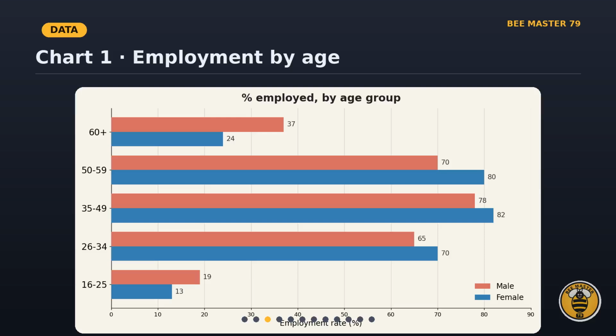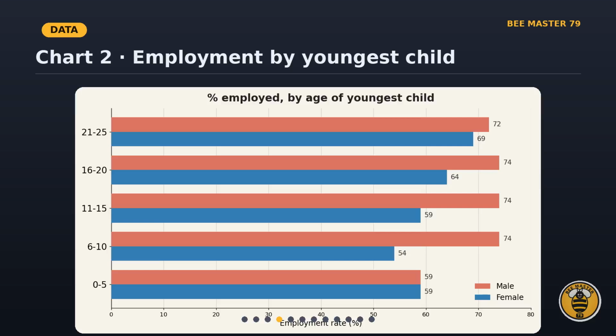The first chart shows the employment rate for men and women across 5 age groups. Notice the shape. Employment is low for the youngest workers, rises to a peak in the middle age bands, and then falls away sharply after the age of 60. The second chart shows employment according to the age of the worker's youngest child. Male employment stays high and fairly flat, while female employment is much lower when children are young, then climbs steadily as those children grow older.